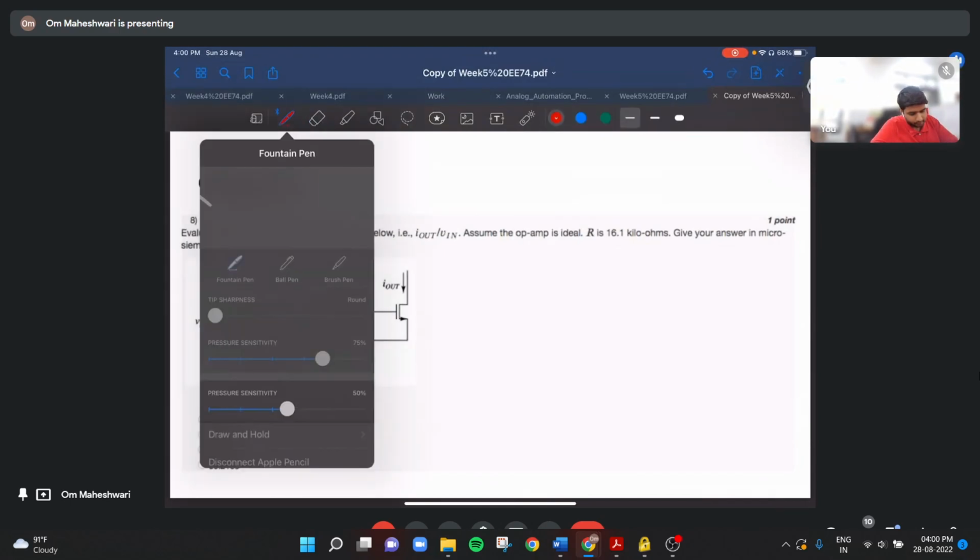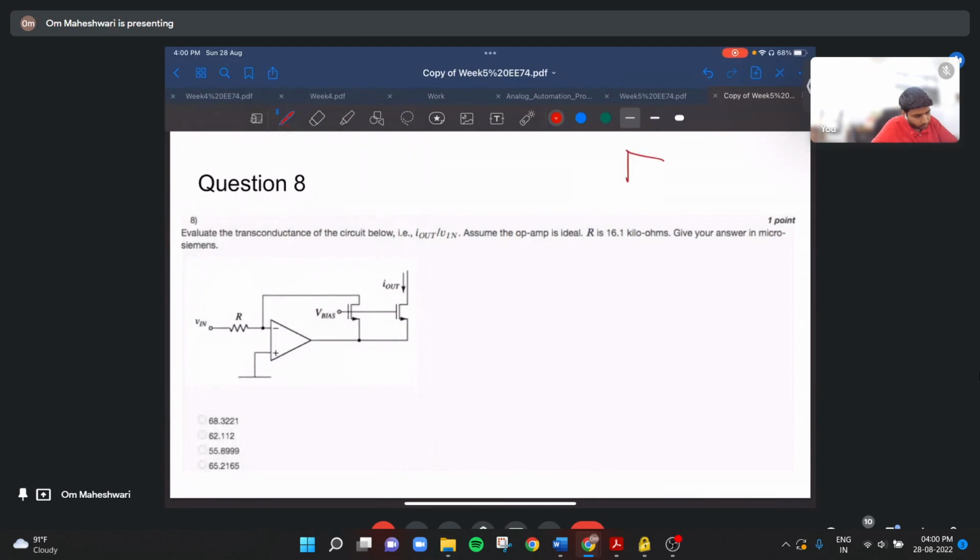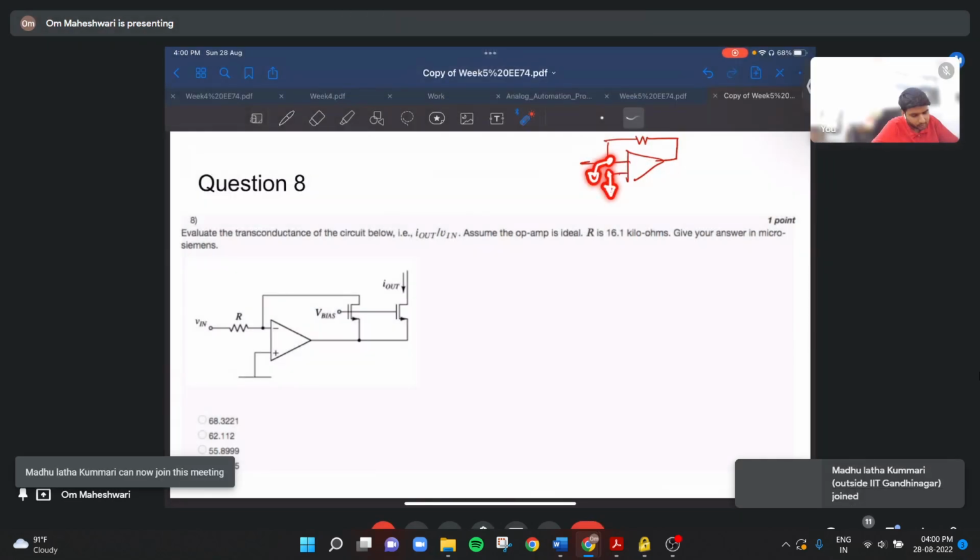The eighth is simple. If you know about an op amp in negative feedback, due to virtual short, these two nodes are equal, right? So if this is grounded, this will also be grounded. So you know this concept, virtual short. Yes, sir.